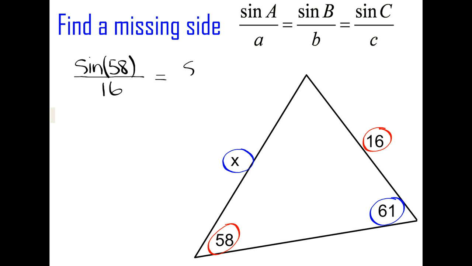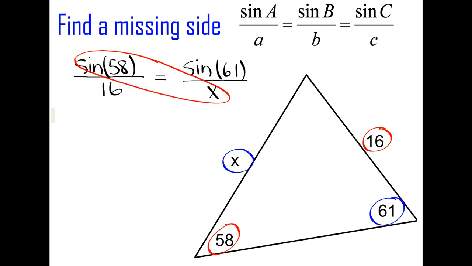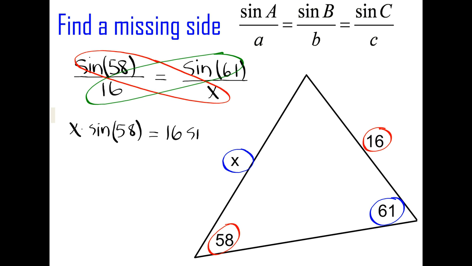So I say the sine of 61 degrees divided by my unknown x. So here I have a proportion, and to solve a proportion you can use the cross products property, or cross multiplying, and we'll cross multiply and set the cross products equal. So the red cross products would be x times the sine of 58, and that would equal 16 times the sine of 61.